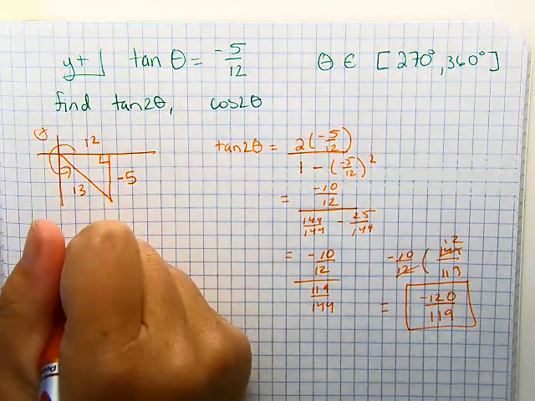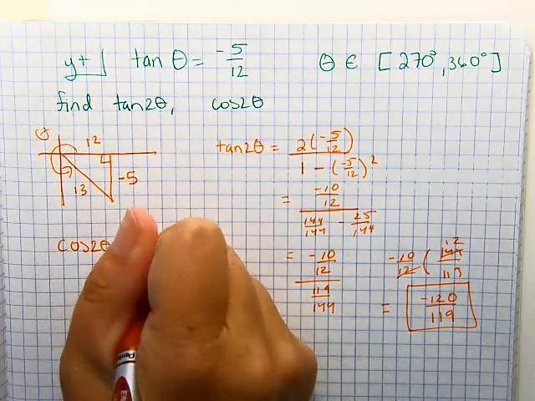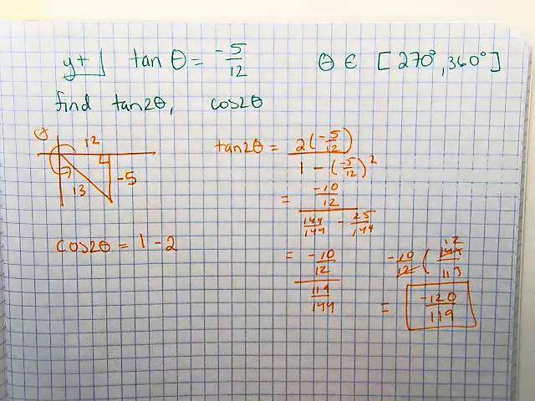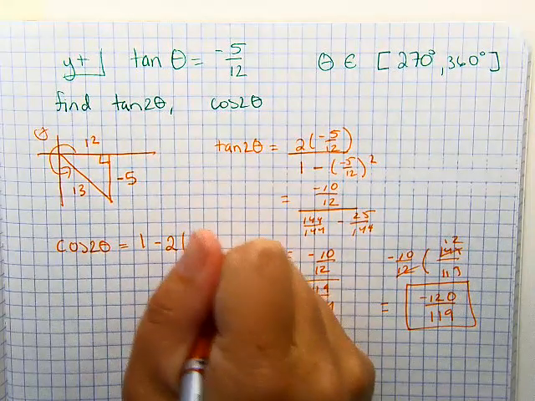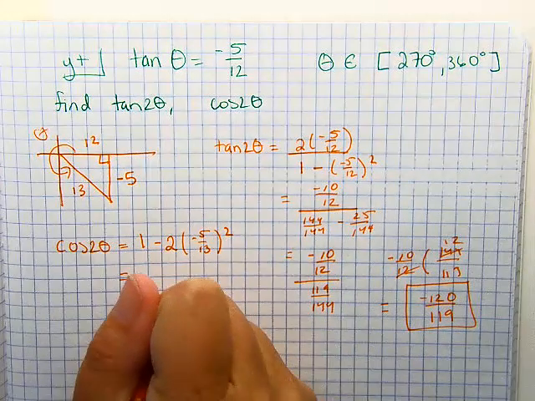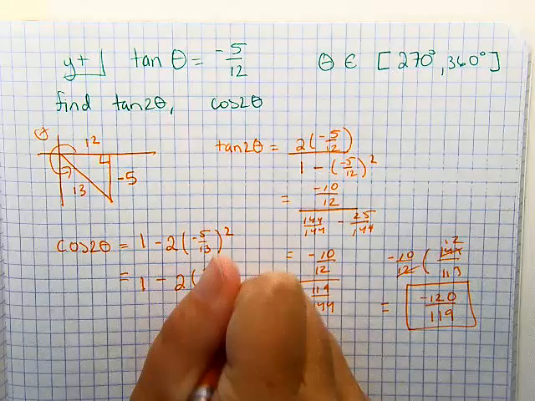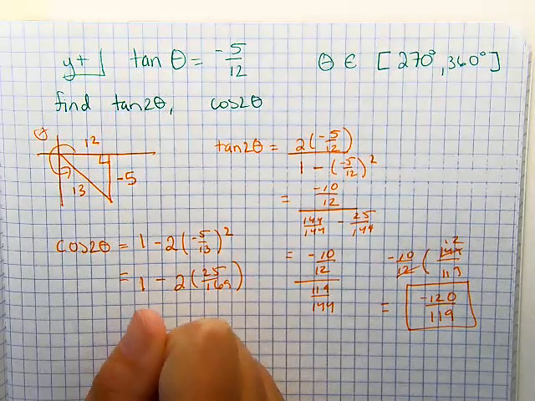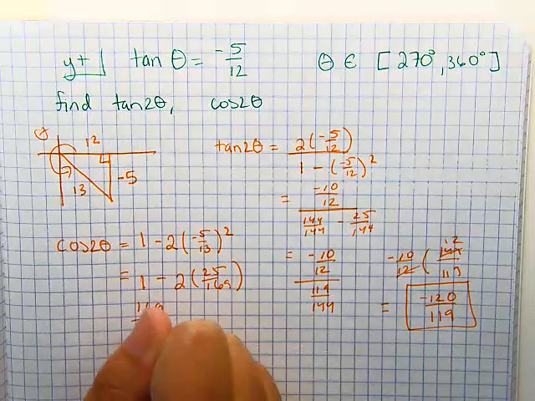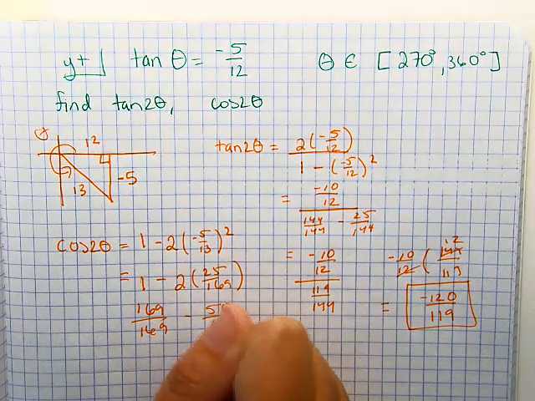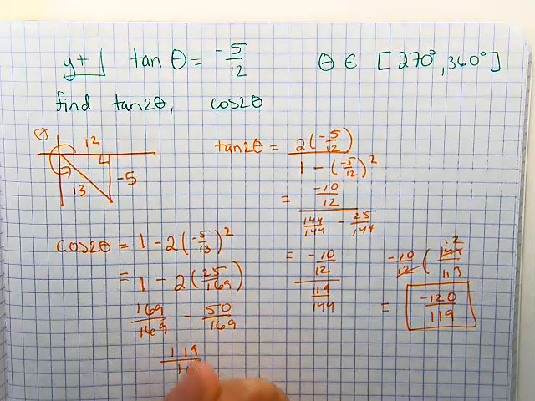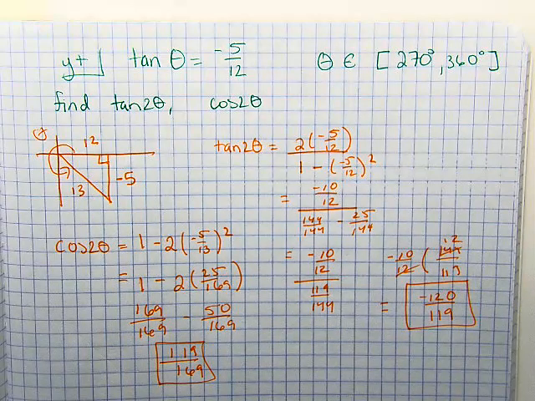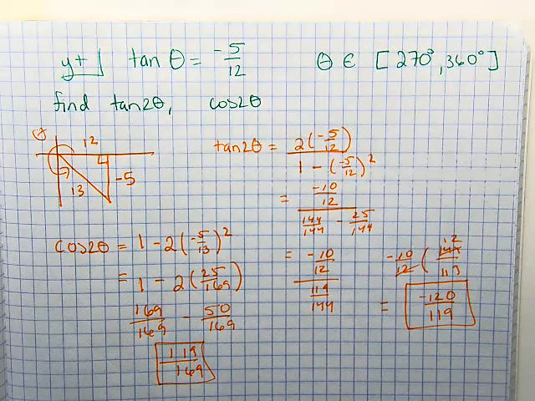Cosine of 2 theta. I'll do the 1 minus 2 sine squared times 25/169, which will be 169/169 minus 50/169, and the answer would be 119/169. And that is all you need to do. So go ahead, give these a try, and have a great day.